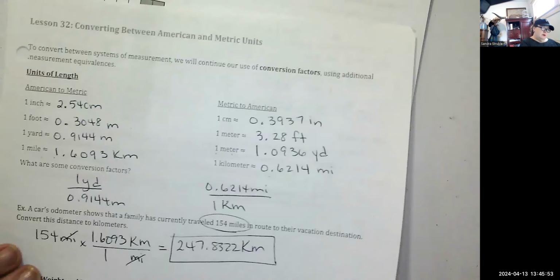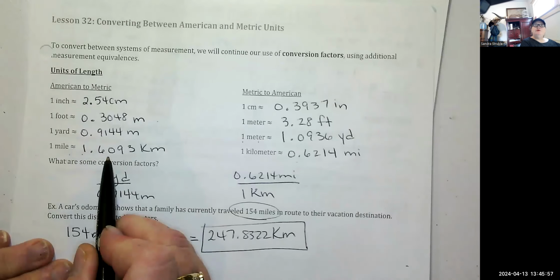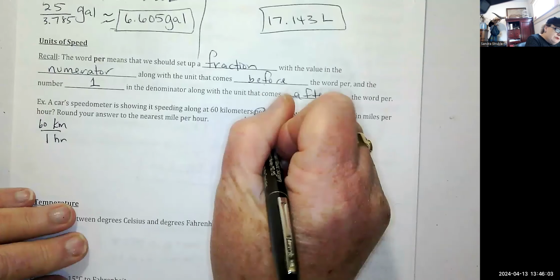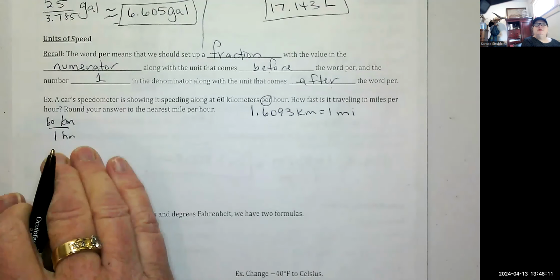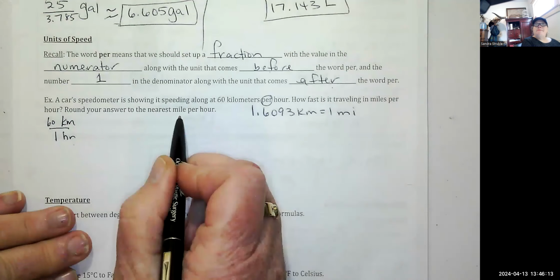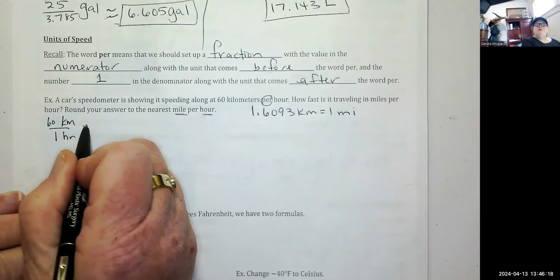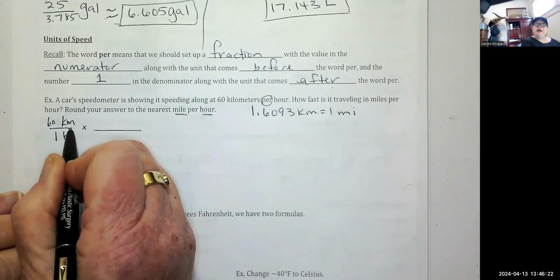Yeah, we do. We know that 1 mile is 1.6093 kilometers. I'm going to write that down. 1.6093 kilometers is 1 mile. Okay, I can use that conversion to help me find, instead of kilometers per hour, miles per hour. So I'm going to have to multiply and get rid of this kilometer and make it a mile.